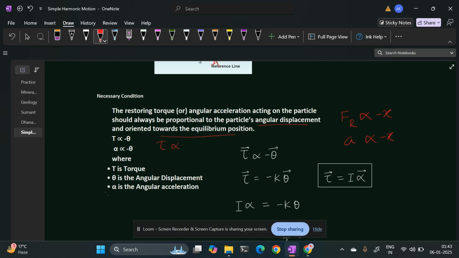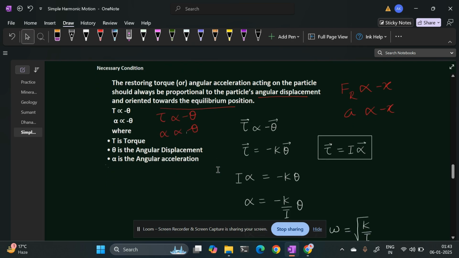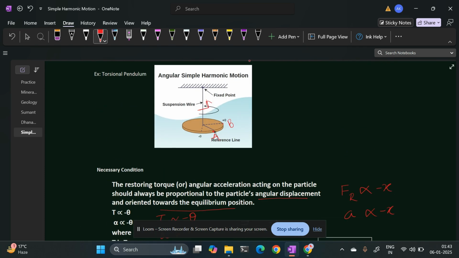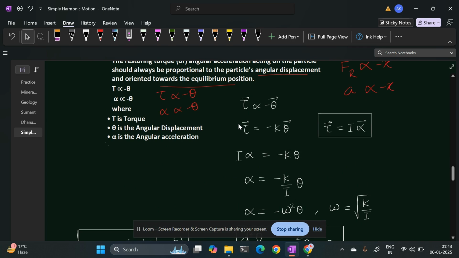Torque is directly proportional to the angular displacement, and angular acceleration is directly proportional to the angular displacement. So from that, we will write torque is directly proportional to the minus of displacement. We also see that the torque is in the direction opposite to the displacement. So here torque is minus k theta, and we also know torque equals I alpha.